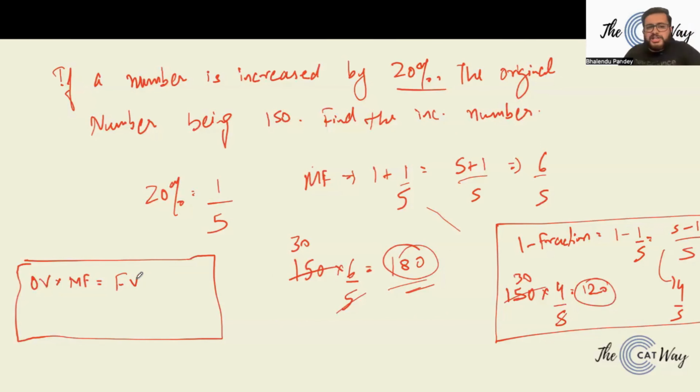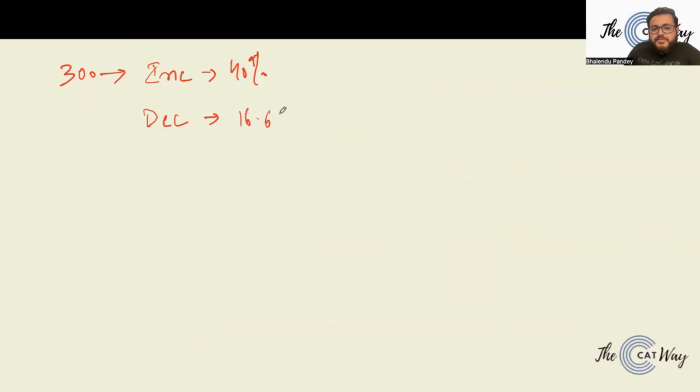Correct? Let's try some more questions. Let's say I have the number 300 and I have to increase it by 40% and decrease it by 66.66%. What is the final value?